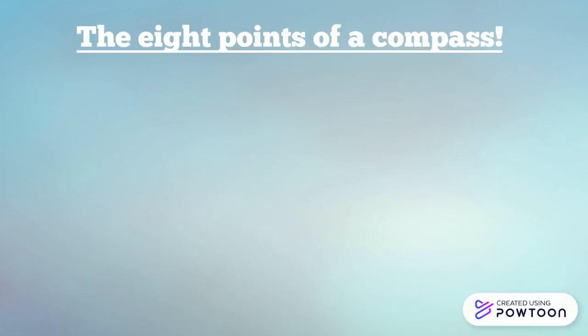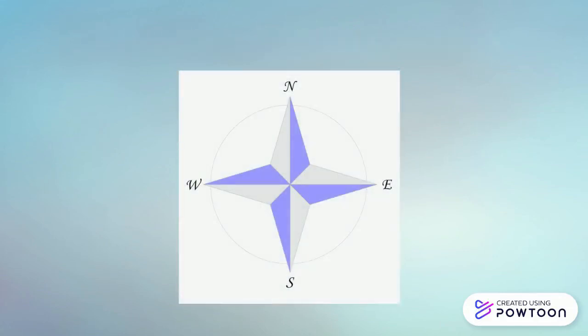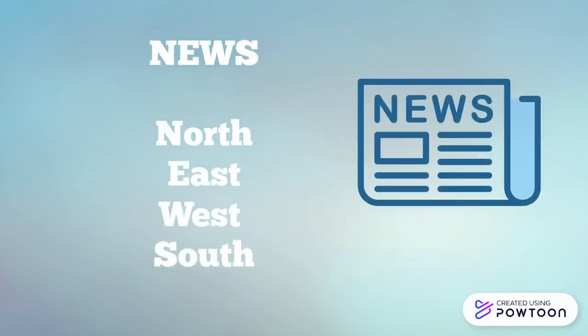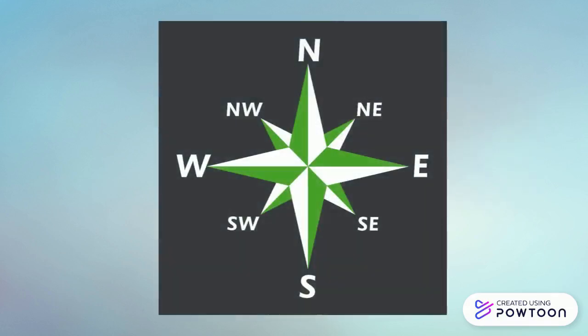The 8 points of a compass. You learnt about 4 points of a compass in grade 4: north, south, west, and east. Or maybe you learnt the acronym NEWS to remember the points. There are more points that people add to this compass, but for this grade, we will focus on 8 points.